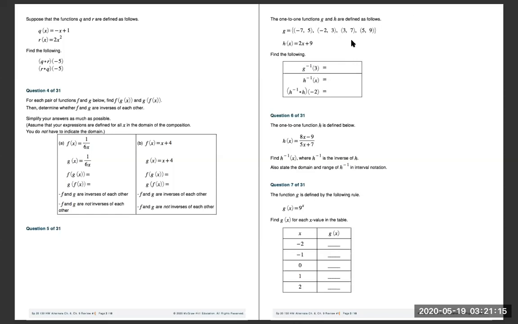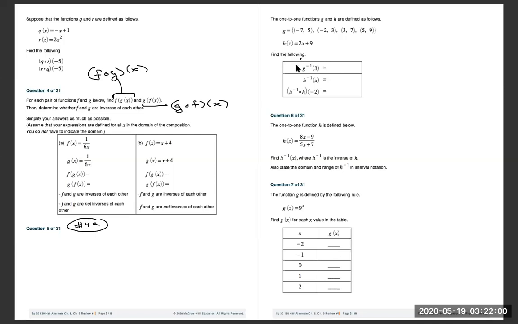So question 4 is first. For each pair of functions f and g below, find f of g of x. Note that this right here is f composite g of x. And then they also want you to find g composite f of x. And then determine whether or not f and g are inverses of each other, okay? So you have f of x given here for a and g of x given here for a. So let's do part A first.